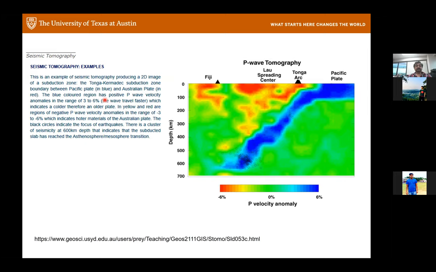So the blue colored region has positive P wave velocity, which indicates a colder, and therefore an older plate. So this increase in velocity indicates that this plate is colder. So that means it's actually older. So this is also related to the age of the plate, okay?